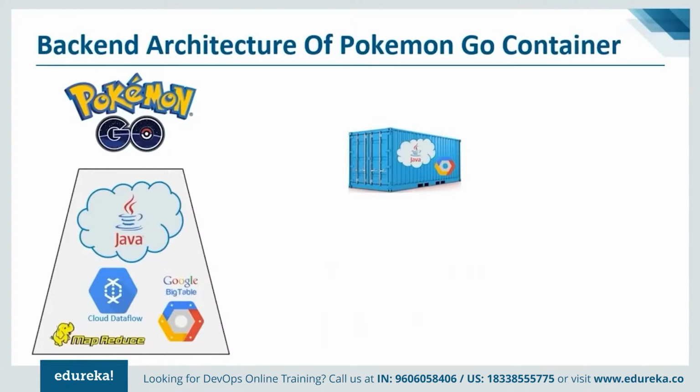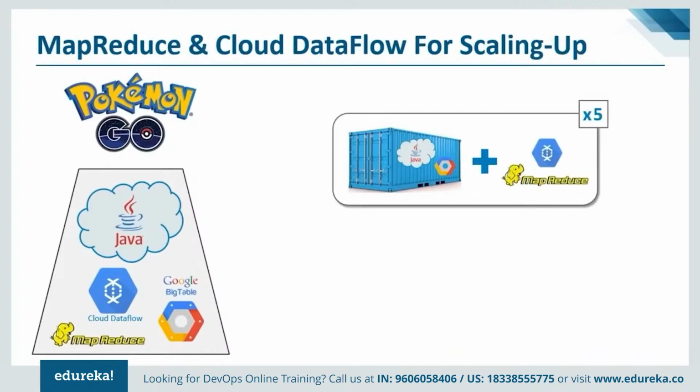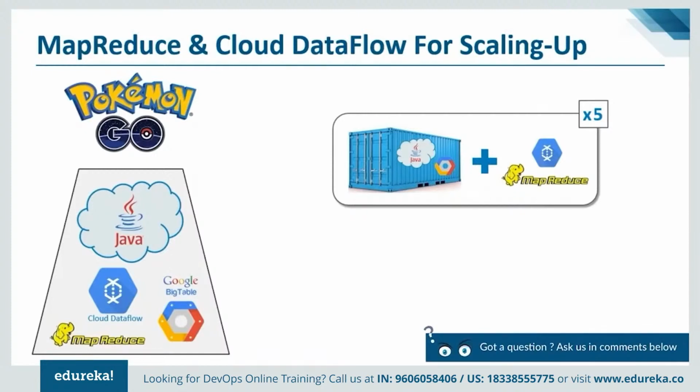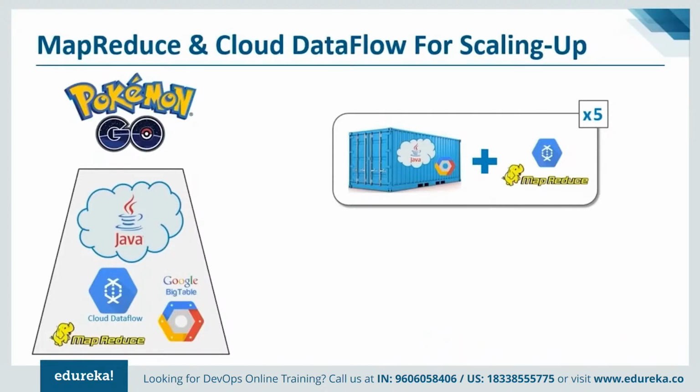One is your Google Bigtable, which is your main database where everything is going in and coming out. And then you have your programs, which run on your Java cloud. So these two things are what is running your game. MapReduce and Cloud Dataflow were used for scaling up. So it's not just the container scaling up, but it's with respect to the application, how the program would react when there are an increased number of users and how to handle an increased number of requests. That's where the MapReduce paradigm comes in, the mapping and then reducing concept.